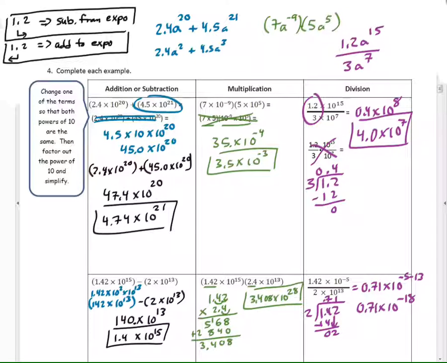Negative 18. But wait a second. We have to move this decimal over 1. So it's 7.1 times 10 to the what? If I move it to the right 1, what do you do? Subtract. So we get negative 19.